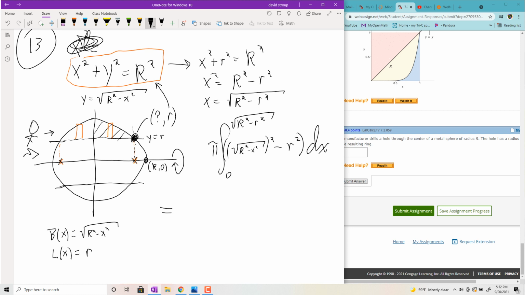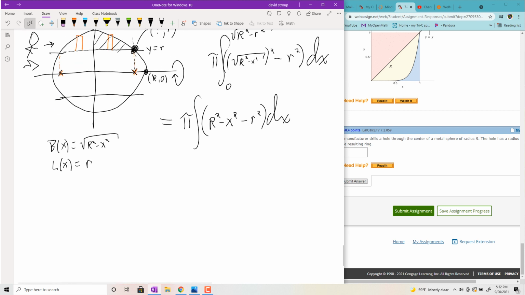And then I can go ahead and integrate that thing. So pi times the integral of big R squared minus x squared minus little r squared dx. We're in terms of x, so the big R and the little r are just constants. So you can integrate those as though they were constants, and you would get big R squared x minus x cubed over 3 minus little r squared x. And then we have to evaluate from 0 to the square root of big R squared minus little r squared.